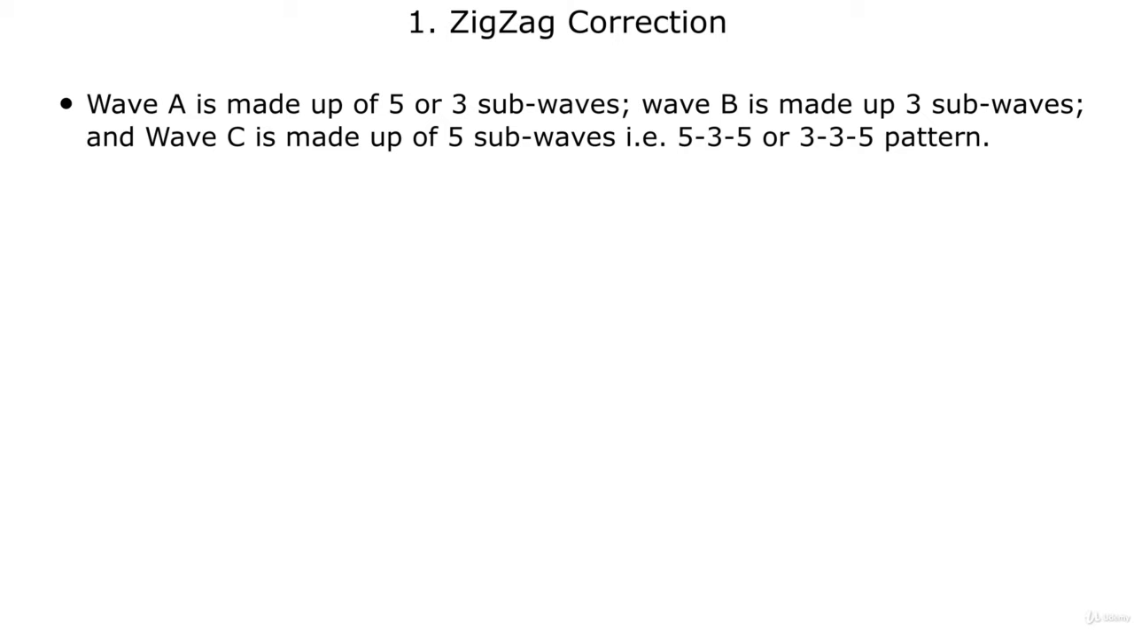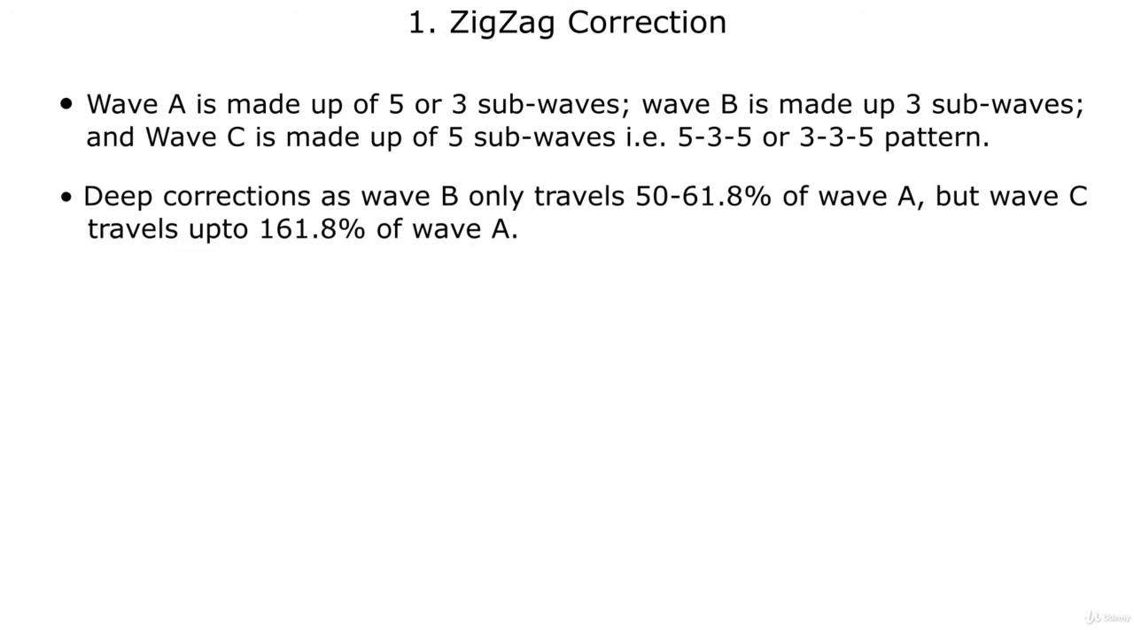The first type of corrections are called zigzag. It is the simplest form of correction, where wave A is made up of either 5 waves or 3 waves. Wave B has 3 subwaves and wave C is always made up of 5 waves in any correction, irrespective of the category.